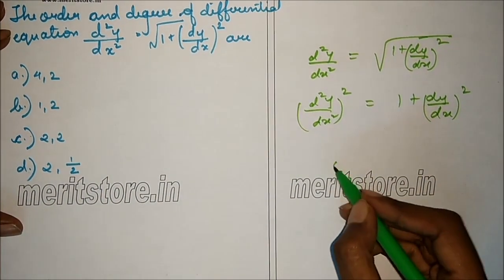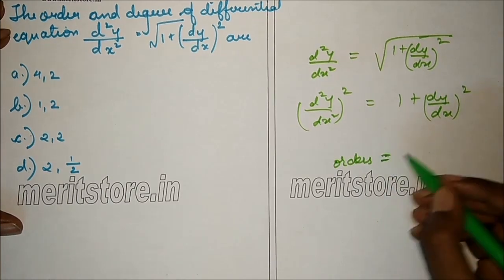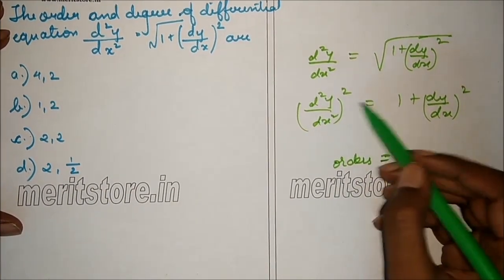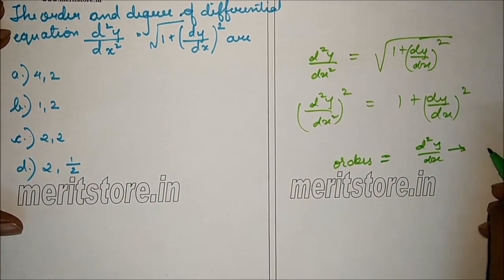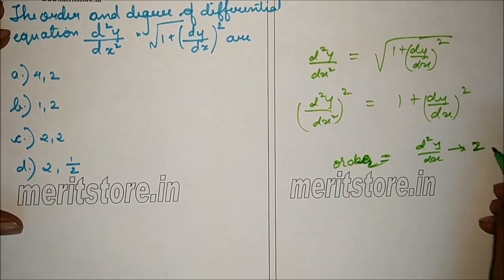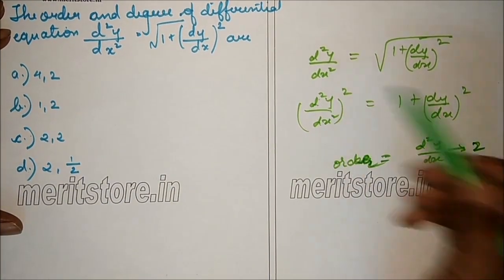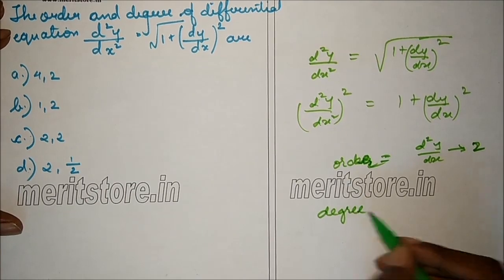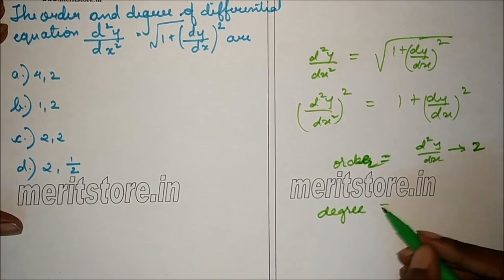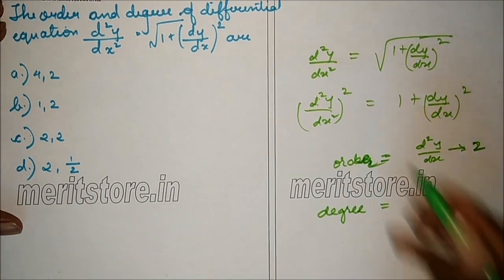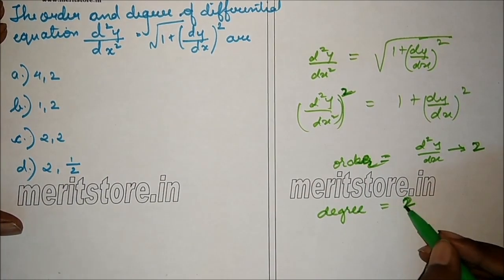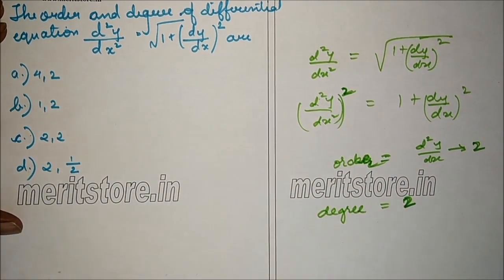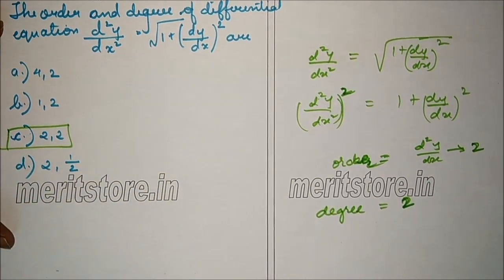Now the order of differentiation: since it is differentiated twice, there is a term d2y by dx square, so the order will be 2. The order is the number of times the equation is differentiated, which is 2, and the degree of the differential equation is the power of the highest order derivative, that is the power of d2y by dx square, which is 2. So order is 2, degree is 2. So the answer is C, 2, 2.